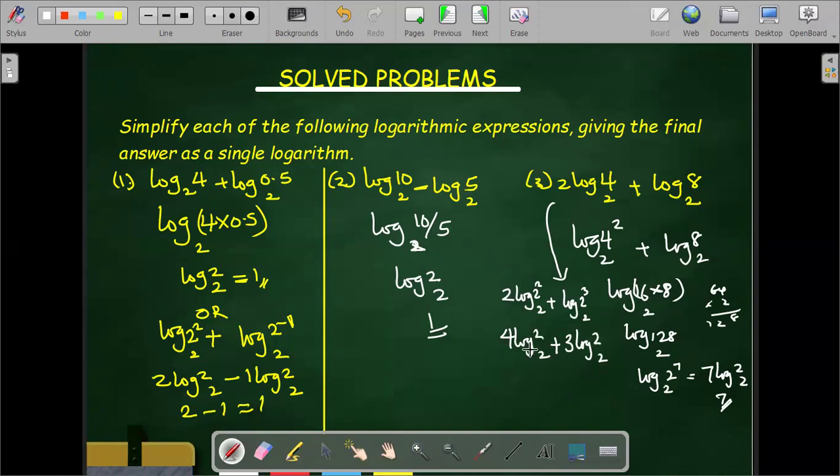Then log 2 base 2 is 1, log 2 base 2 is 1. So we have 4 plus 3, which will also give us 7. So whichever approach we follow, we still see that we get the same result.